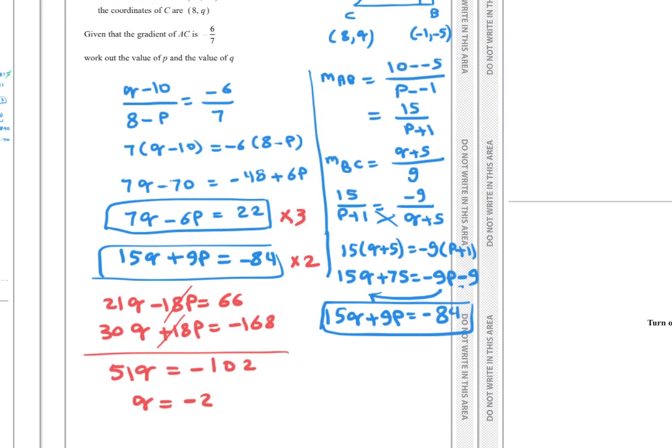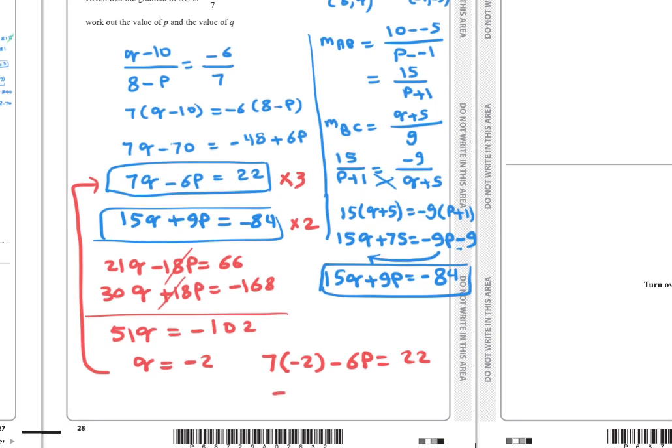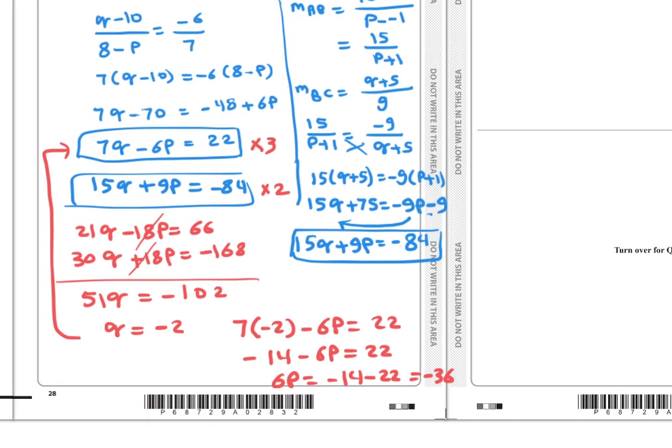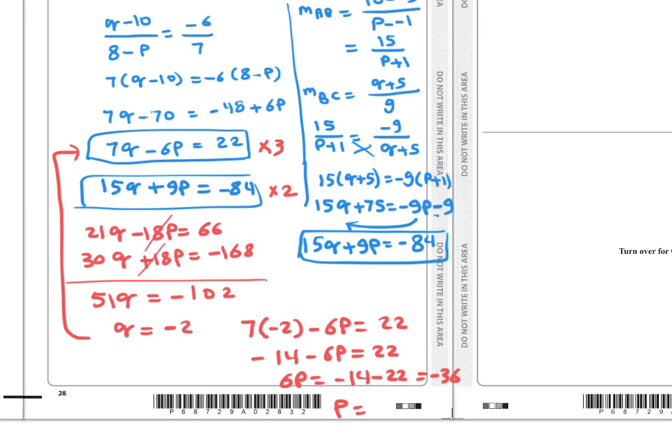Now substitute to find B. So 7 times Q, so 7 times negative 2, minus 6B equals 22. We substitute in this equation. So negative 14 minus 6B equals 22. So 6B equals negative 14 minus 22, equals negative 36. Divide by 6. So B equals negative 6. So B equals negative 6, Q equals negative 2.